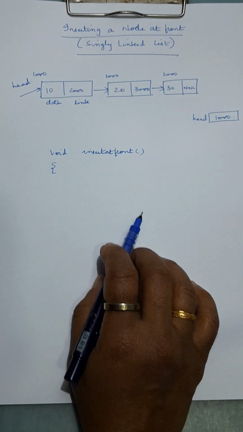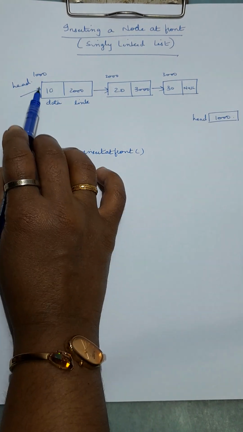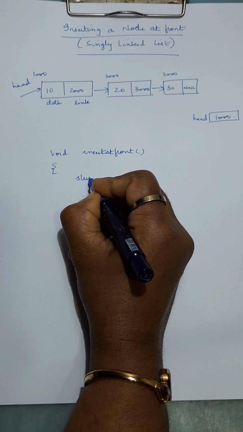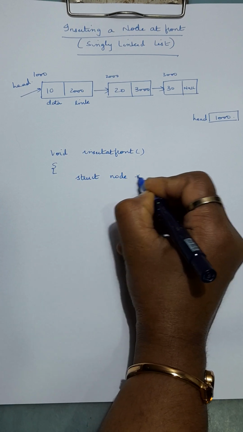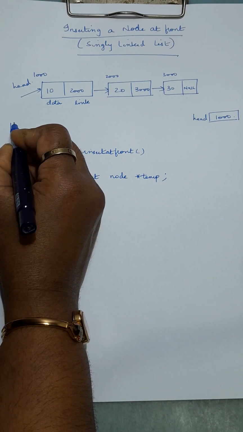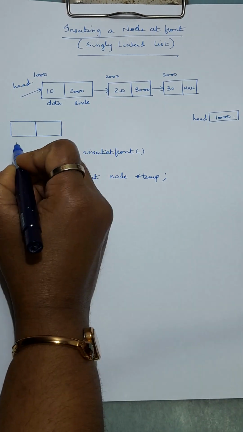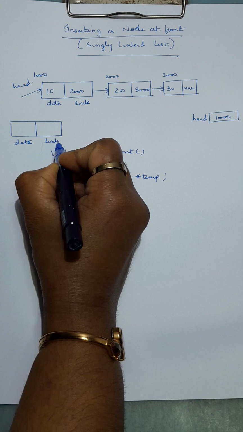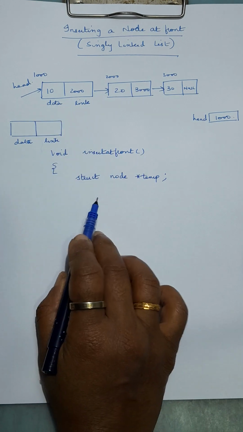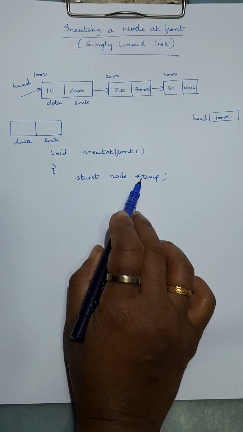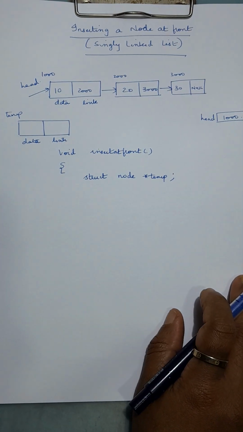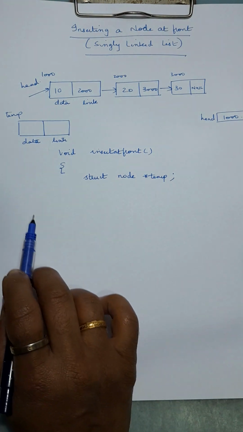So let me write a small function here, void insert at front, where front means before the first node, before the head node. Now we have to create one more pointer variable, struct node star temp. Temp is also of the structure node, which means temp will have two parts, data part and link part, just like the previous nodes. We are using the same self-referential structure to create another new node. The new node is pointed to by the temp pointer.